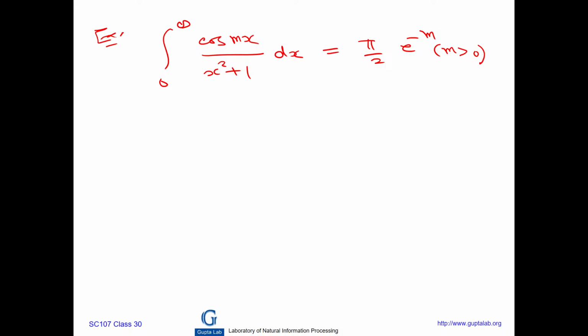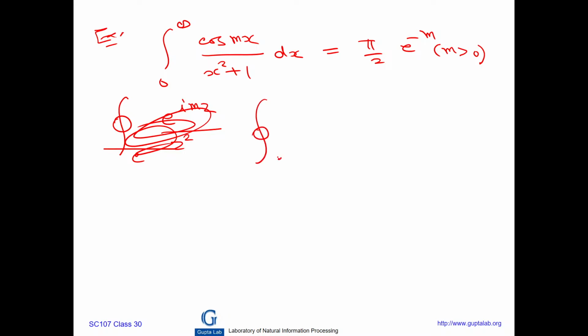So what I am going to do is consider the integration along C of e^(imz) divided by (z^2 + 1) dz. What is C? Again, that is from -r to r and then the semicircular region.